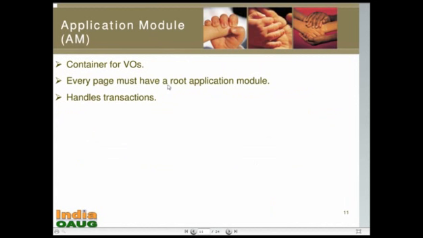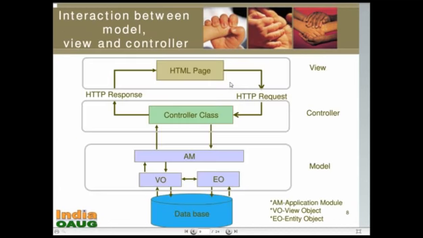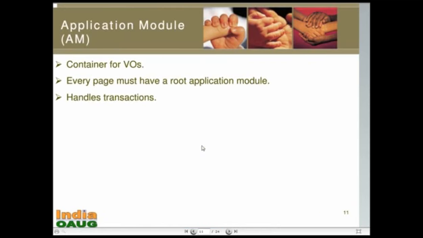Every page must have a root application module. Meaning every page requires one AM. Without AM, you can't develop the page. At least one AM is required, maybe multiple AMs also. That we'll see when we are working with the page. So AM is mandatory. For every page, one root AM is required. Maybe multiple AMs also, but one is mandatory.